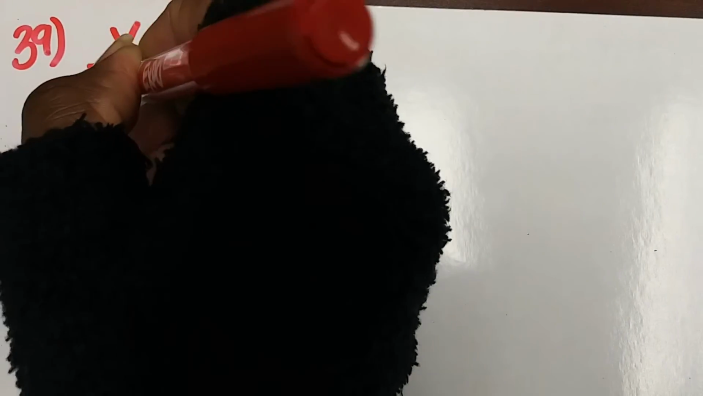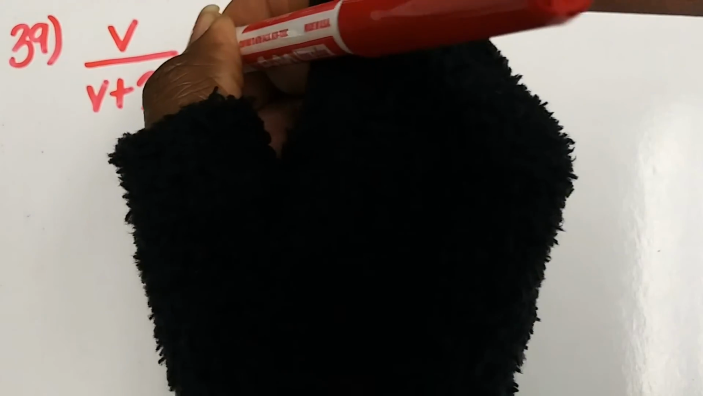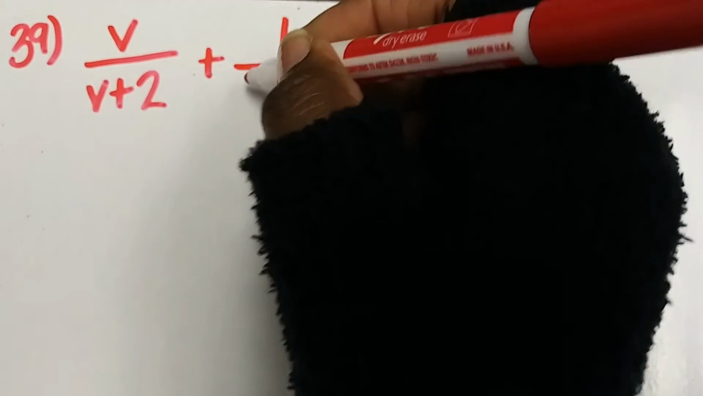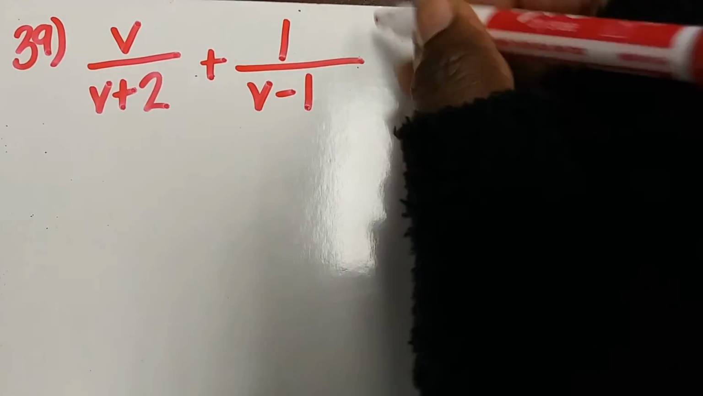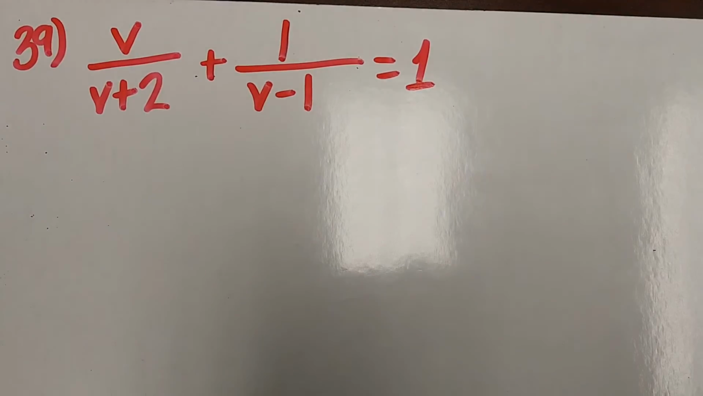If you look back at 6.4 notes, we talked about how to find the least common denominator. Every denominator that's different makes the LCD. We're going to look at an example of that again. Let's look at number 39. I have V divided by V plus 2, plus 1 over V minus 1 equals positive 1.